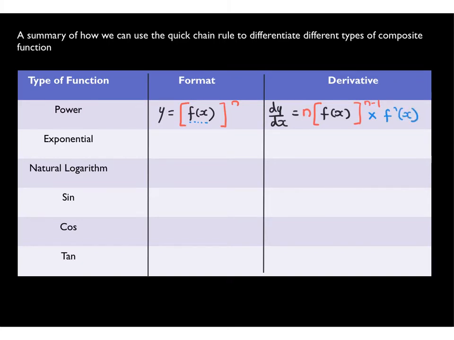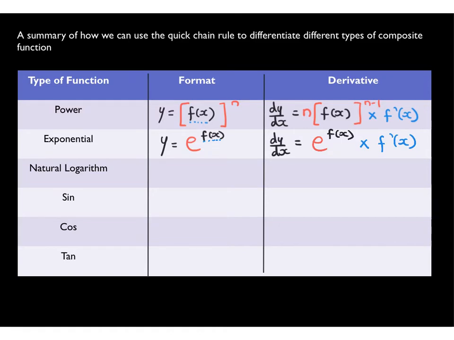Now, what about an exponential type function? This is where we have e raised to the power of an inner function f of x, and f of x can be anything. Then dy by dx, differentiating this, we know exponential functions differentiate to themselves effectively, so we get e to the f of x in our answer, but we then need to multiply by the derivative of the inner function, so f dash x.